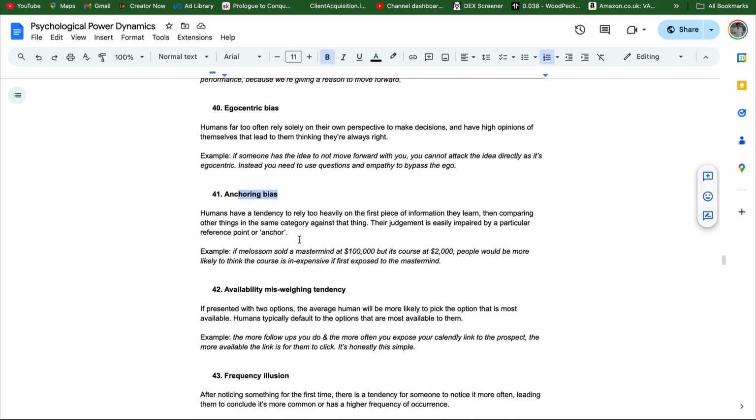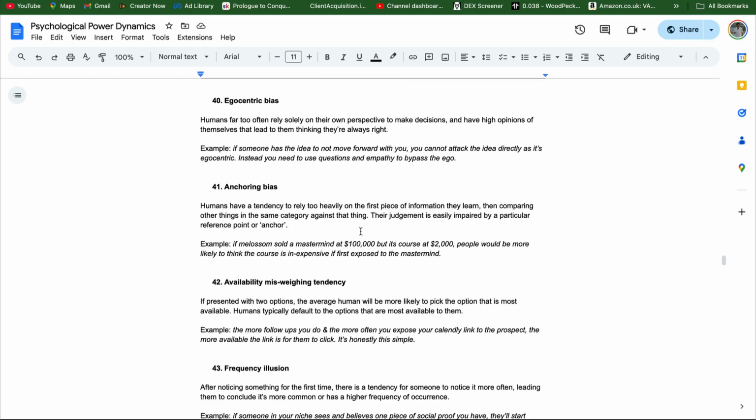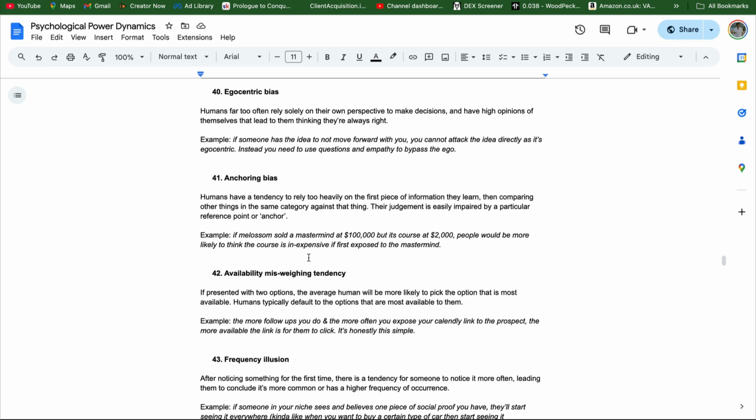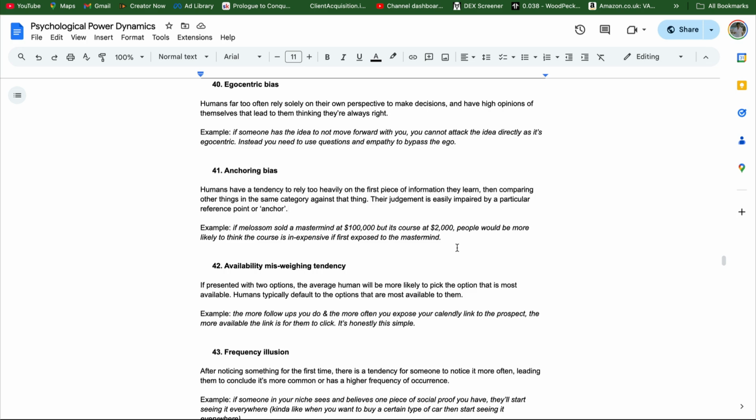41, anchoring bias. Humans have a tendency to rely too heavily on the first piece of information they learn, then comparing other things in the same category against that thing. Their judgment is easily impaired by a particular reference point or anchor. Example, if Molossom sold a mastermind at $100,000, but its course at $2,000, people would be more likely to think the course is inexpensive if it's exposed to the mastermind, right?